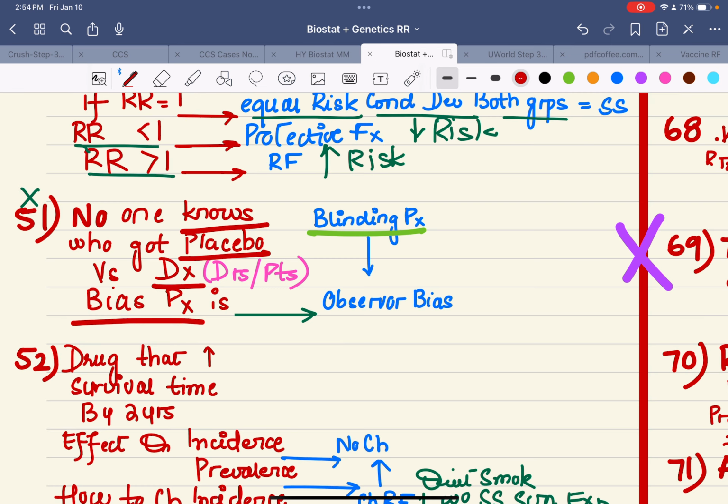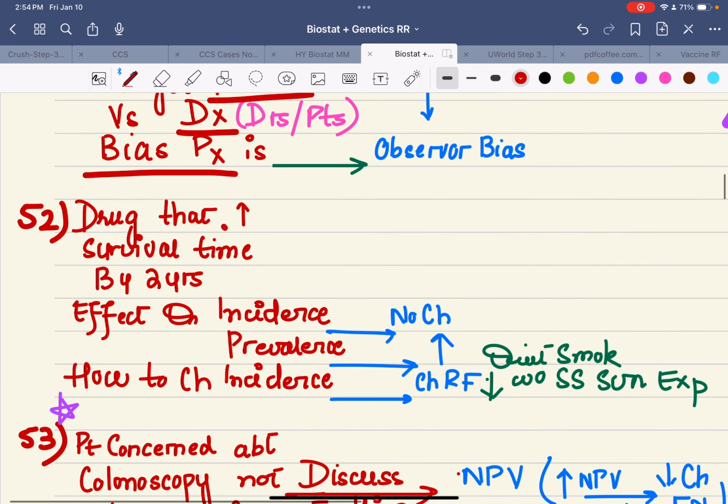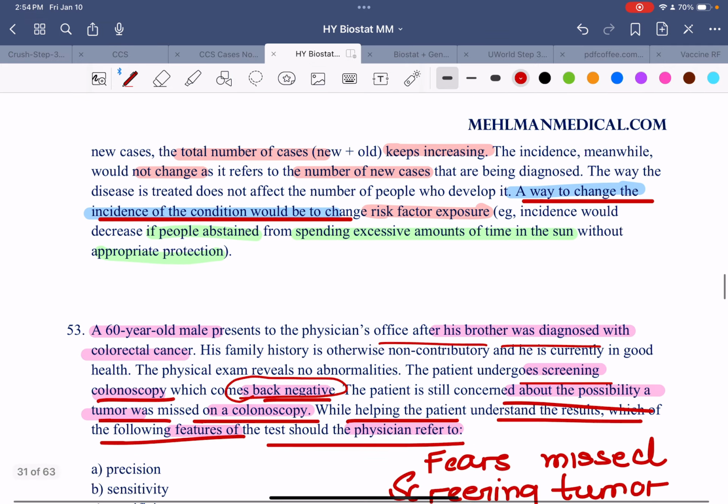and the prevalence. So a quick review: a drug that increases survival time by 2 years, its effect on the incidence will be no change. The effect on the prevalence would be increased. How do we change the incidence? We change the risk factors such as people quitting smoking or decrease sun exposure. That is going to decrease the incidence and ultimately the decrease in prevalence.